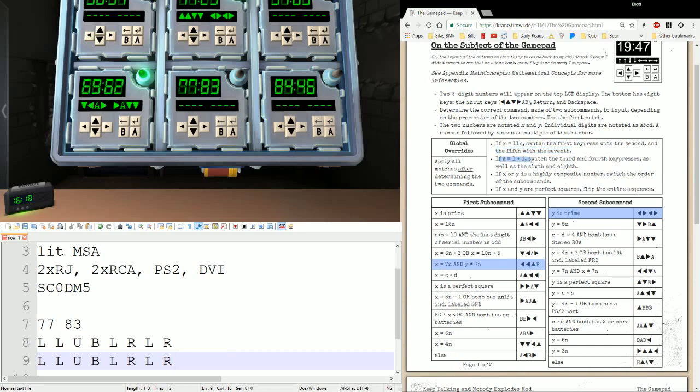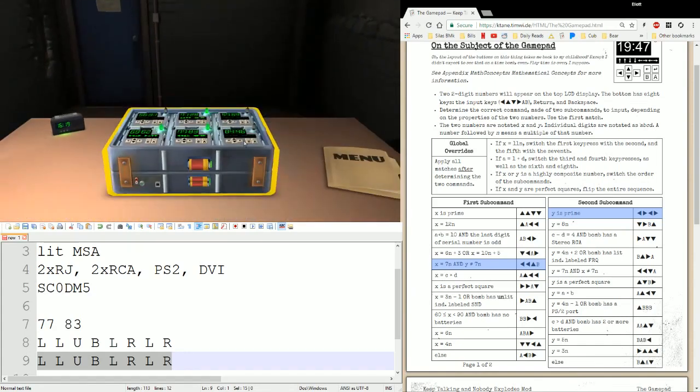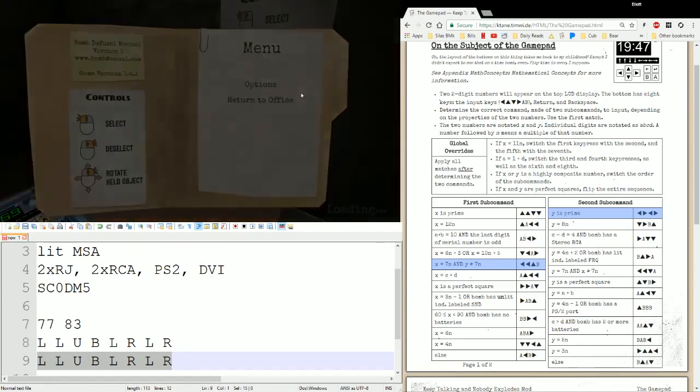If A equals 1 plus D, 7 equals 1 plus 3, nope. If X or Y is highly composite, nope. If they're perfect squares, nope. So there's our answer. This is the one we're doing. Left, left, up, B, left, right, left, right. Smiley face. All right, so let's go back to the office.